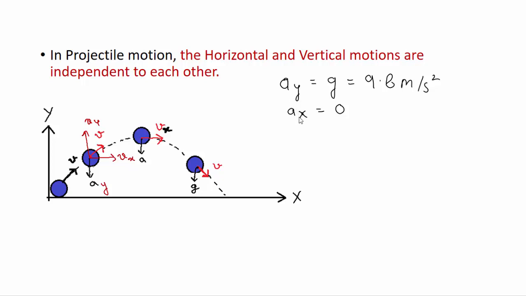In projectile motion there are two kinds of acceleration. Ay is called the acceleration in the vertical direction, and Ax is called the acceleration in the horizontal direction. In projectile motion only gravity or gravitational acceleration is acting on the object. So Ay equals g, which is acting downward or in the vertical direction, and its value is 9.8 meter per second square. There is no horizontal acceleration, so Ax equals 0. So Ay only affects Vy, it will not affect Vx. That's why Vx remains constant.